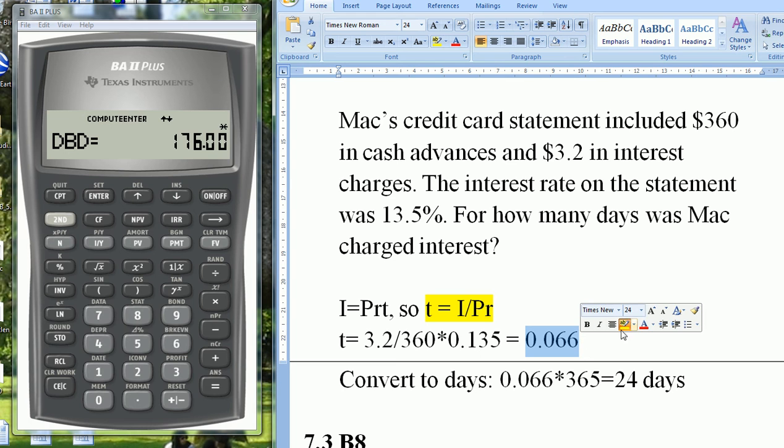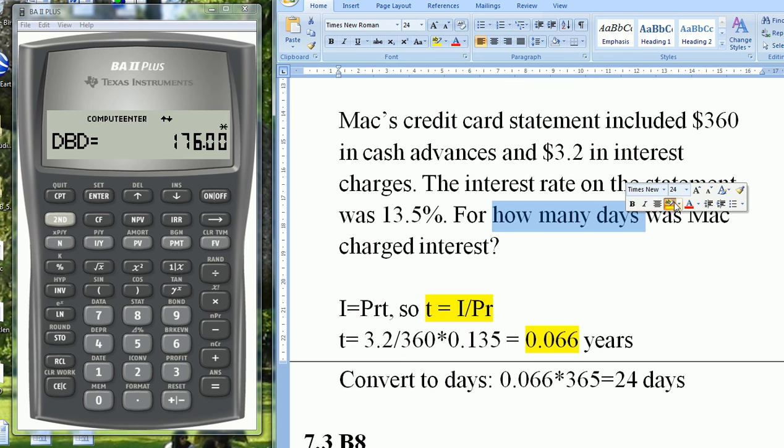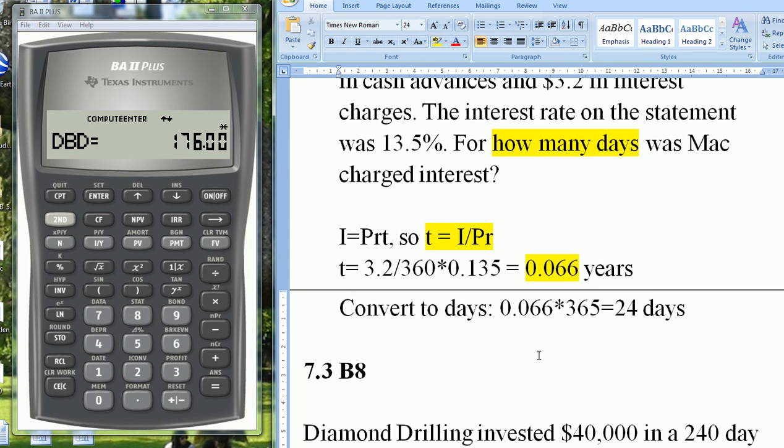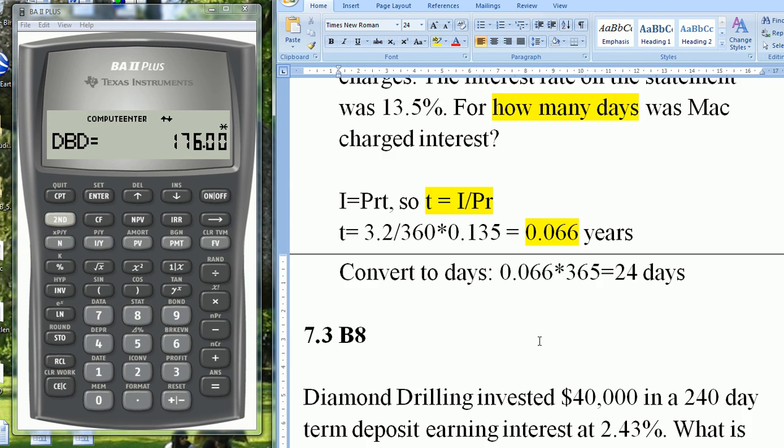0.066. Now that is years. Remember, everything is in years. And the question says, for how many days? For how many days? So we need to multiply 0.066 by 365 to get it into days. So the answer will be 24 days.